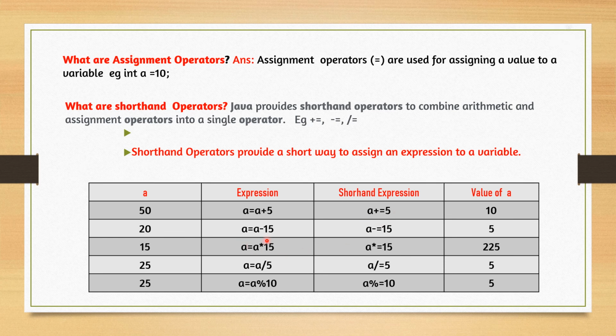And A is equal to A minus 15 is A minus equal to 15. And A is equal to A into 15 is A into equal to 15. Like this, we can write the shorthand operator, which can be used in Java programming, and the result will be the same. That means A divided equal to 5 is the same as A is equal to A divided by 5. So the result will be the same, but how to write the shorthand expression and how to write the proper expression, you must know.